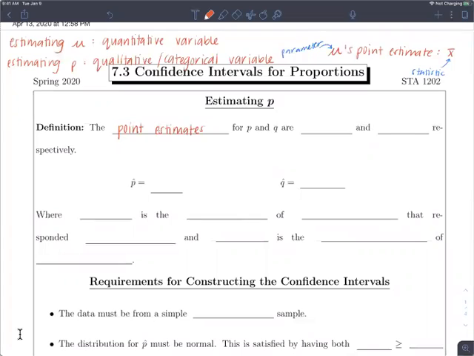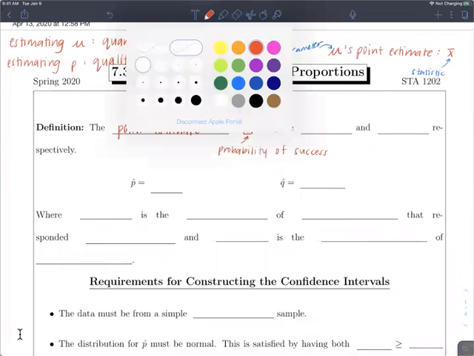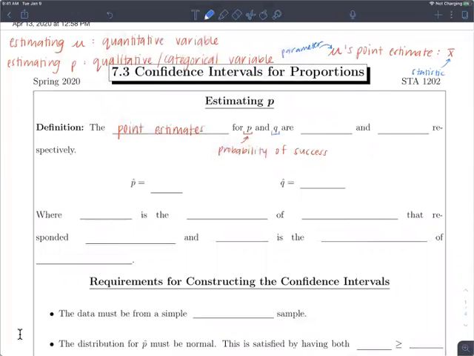But okay, so anyway, here, the point estimates. So what you're estimating is you're estimating Q. And remember, P is the probability of success, where Q is the probability of failure, right? So this is chapter 5 review from stats 1201. So if you're estimating one, then you're technically estimating the other as well, right?